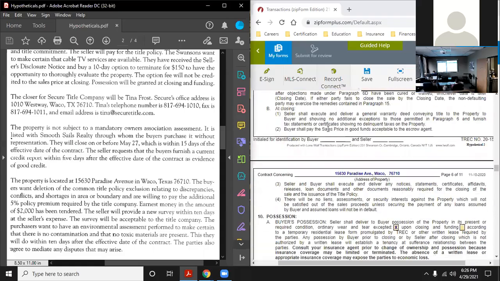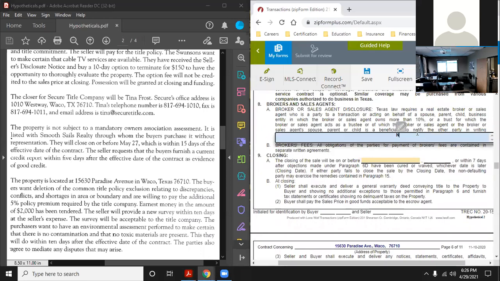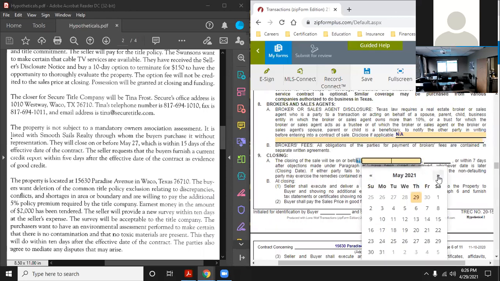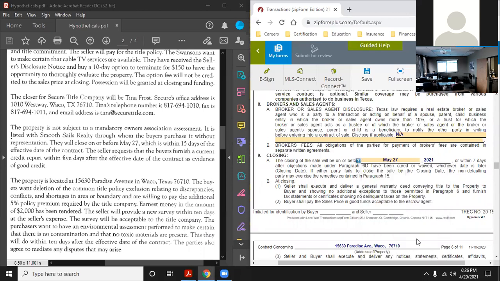And then for here, if you don't know them, you can always just put in not applicable. They want to close on May 27th. That's kind of funny, which is within 15 days of the effective date. It's not really for us if we're doing this today, but I should say this, it's usually about 30 days out.